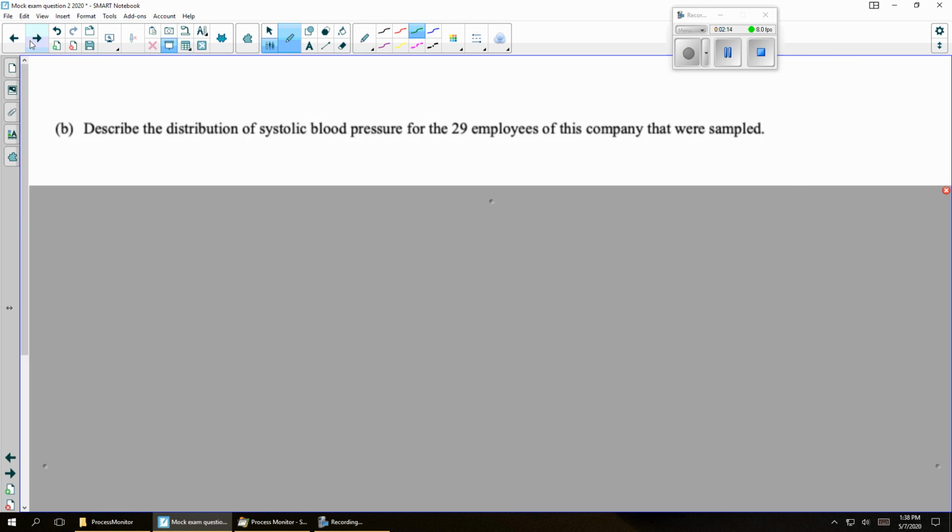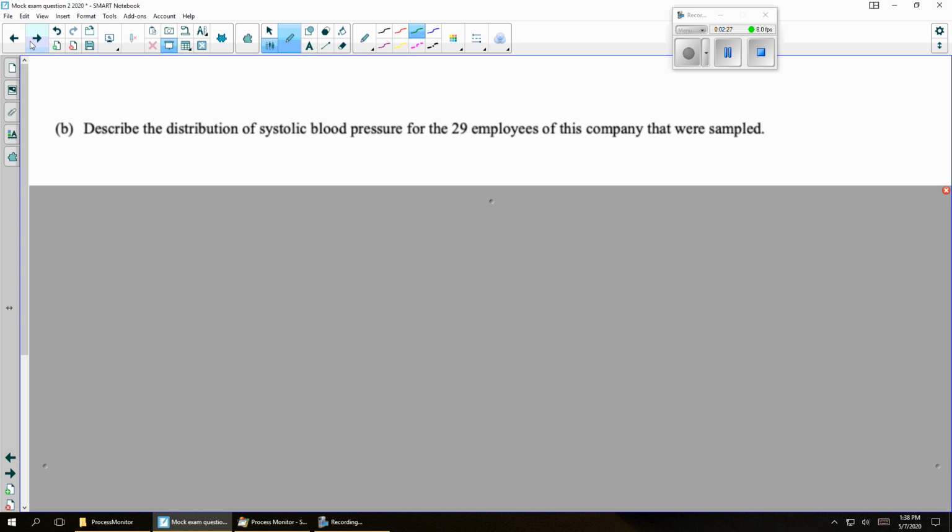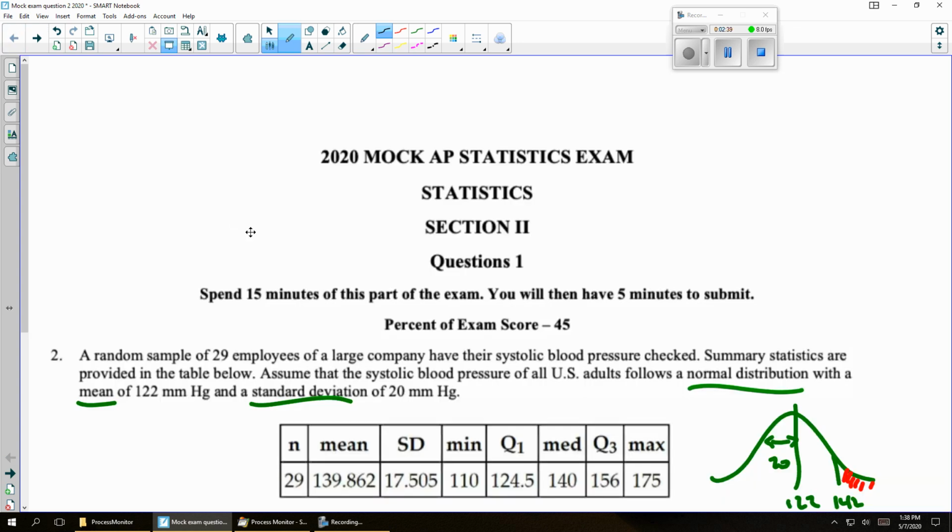For part B, it says describe the distribution of blood pressure for the 29 employees who were sampled. So using this chart right here, describe the distribution. Now, if you think about it, when we talked about describing the distribution, we either talked about CUSS or SOCS. Either acronym works out to be the same thing with the center, the unusual observations, the shape, and the spread. So the center is either going to be the mean or the median.